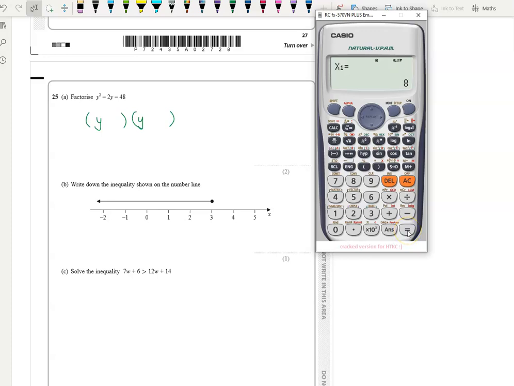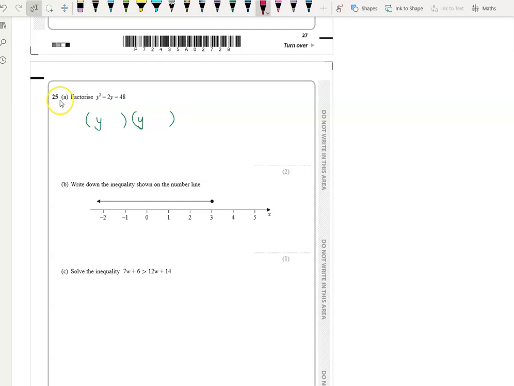It gives you 8 and minus 6. When you write the factors, you write the opposite sign. So for 8 we will write minus 8, and for minus 6 we will write plus 6. So it was 8, you write here minus 8, the opposite, and it was minus 6, so we'll write here plus 6. That's it. Okay, next one.